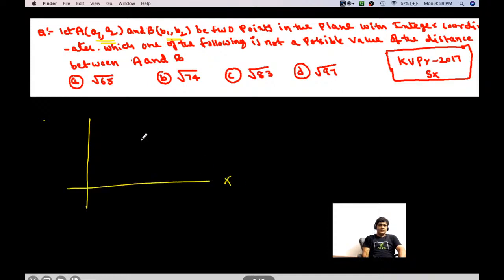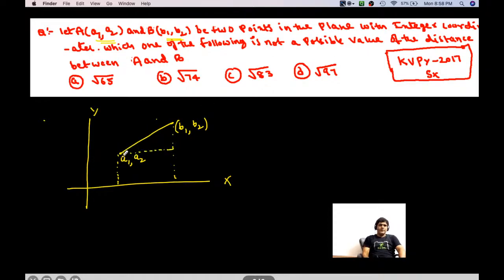This is the x-axis and this one is the y-axis. This point is A1 A2, and this point is B1 B2. So the question is about the distance between A and B. How do we find the distance between A and B?